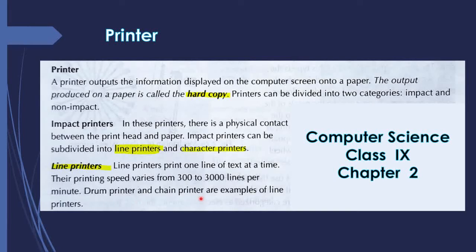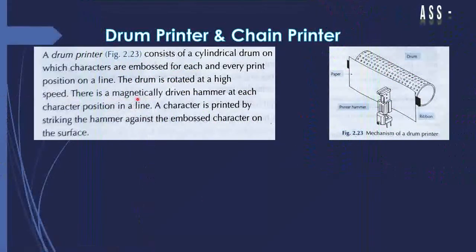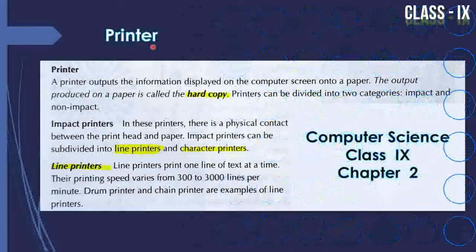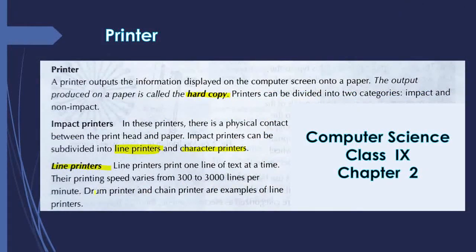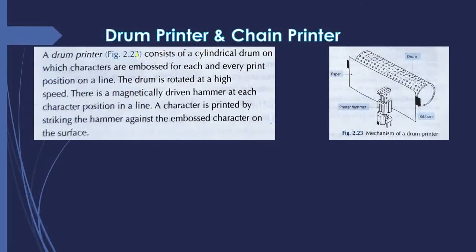Okay, so we proceed. Drum printers and chain printers. A drum printer consists of a cylindrical drum on which characters are embossed for each print position on the line. The drum is rotated at a high speed. There is a magnetically driven hammer at each character position in the line. The character is printed by striking the hammer.